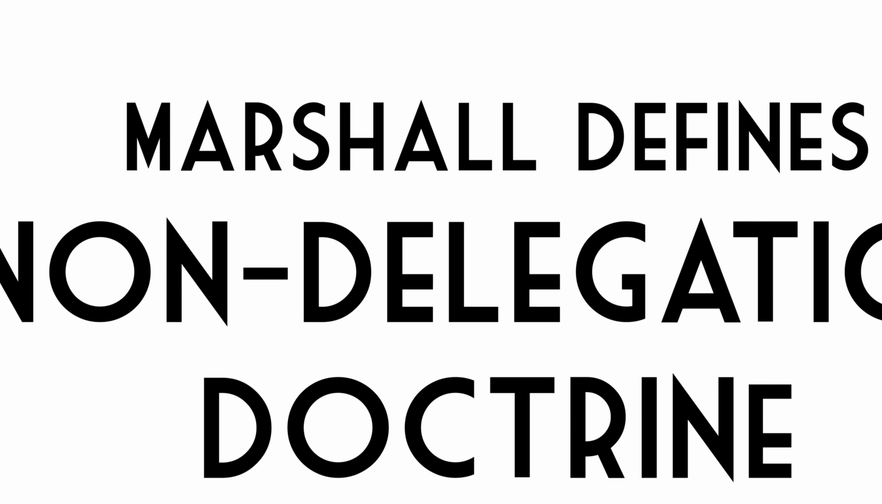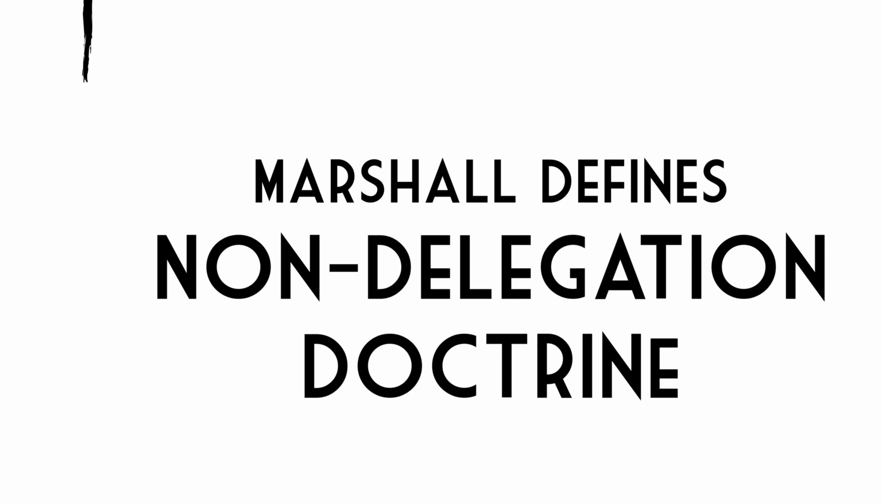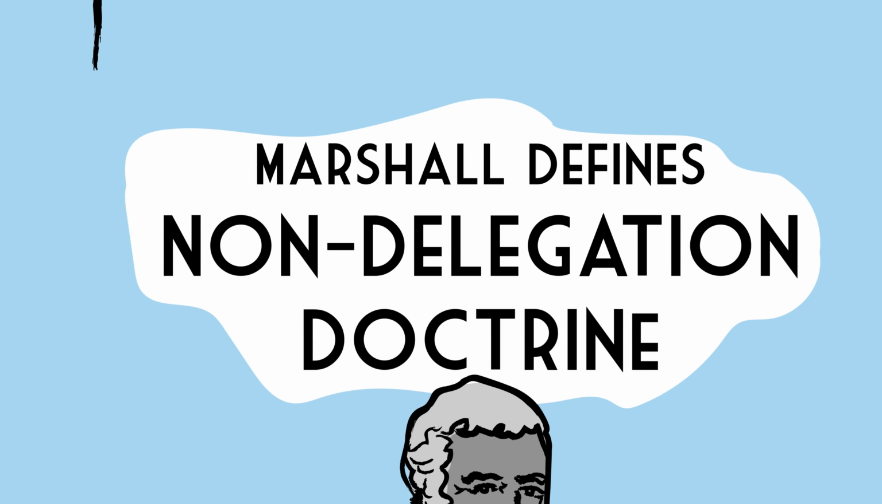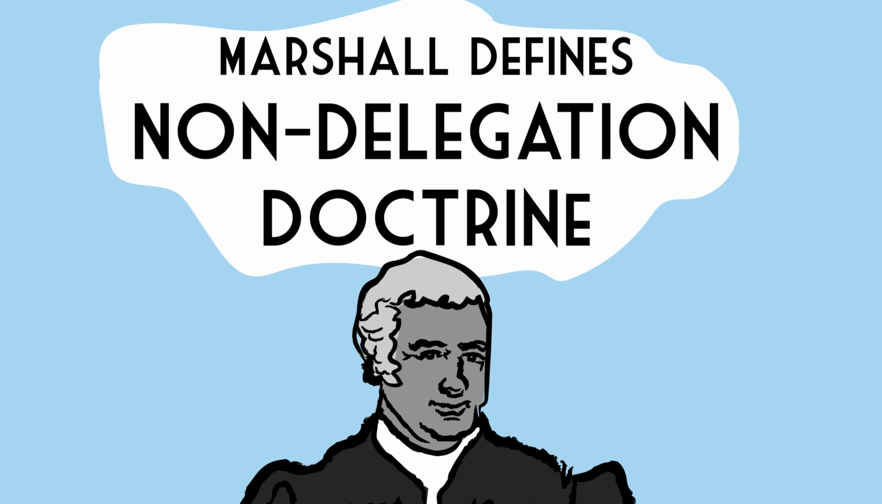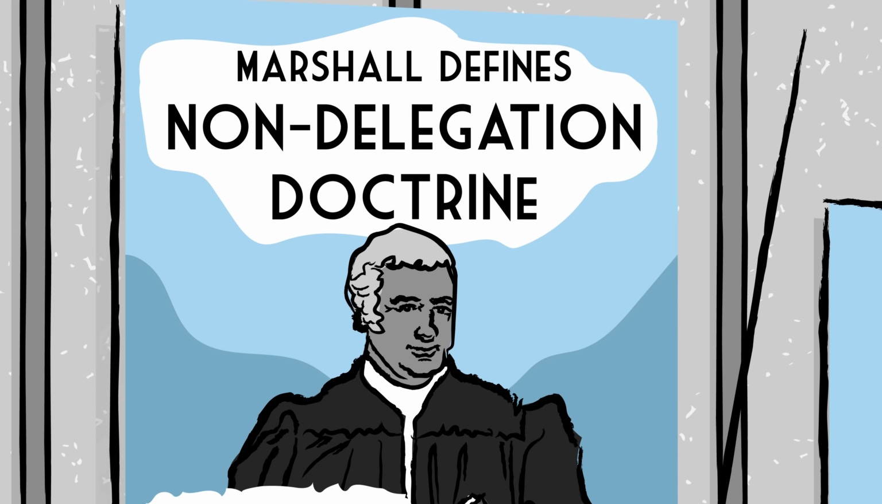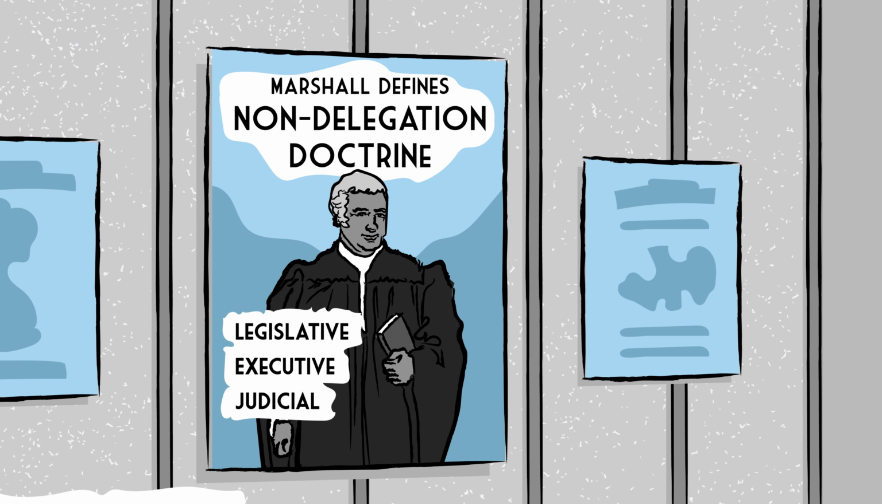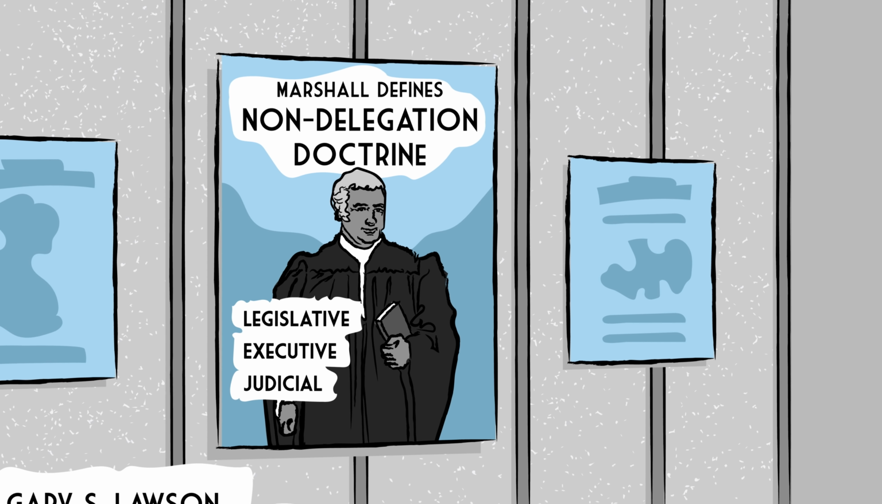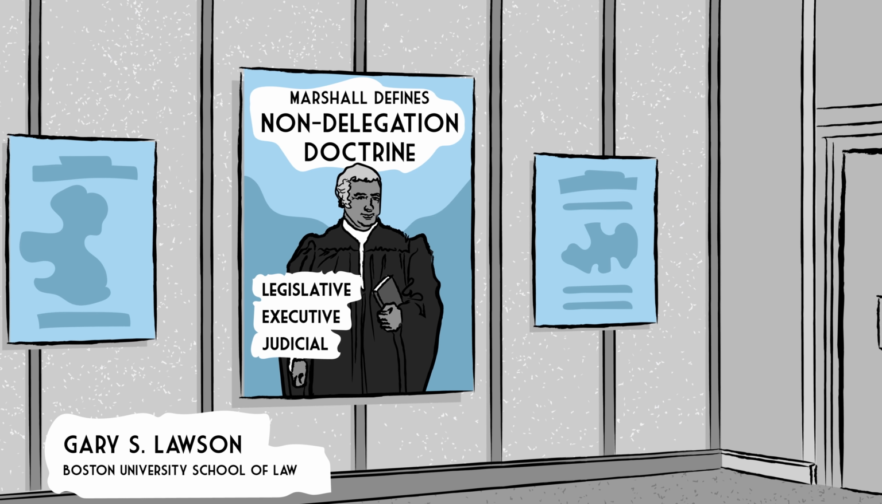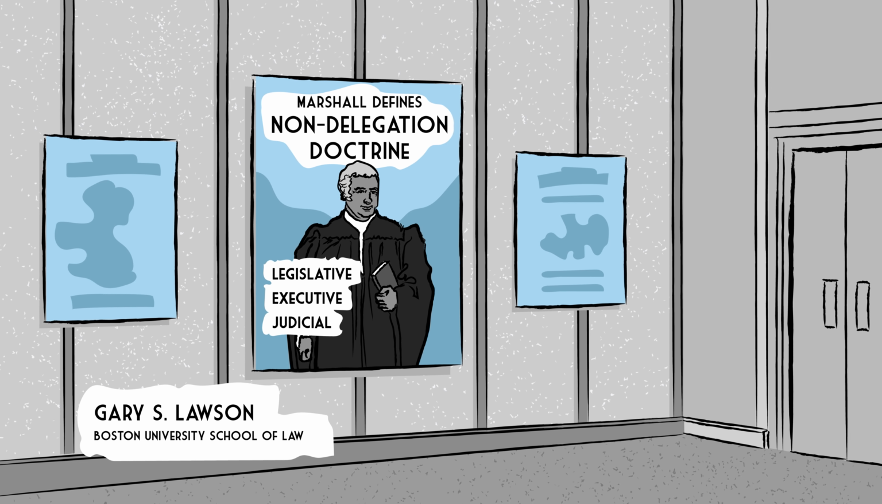The Supreme Court first addressed the non-delegation doctrine back in 1825 in an opinion by Chief Justice John Marshall. It was addressed in passing because they didn't need to deal with the issue in the case, but Marshall made some observations about that doctrine that still have a lot of relevance today.